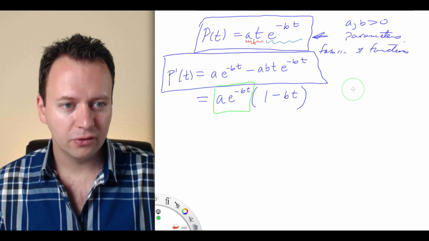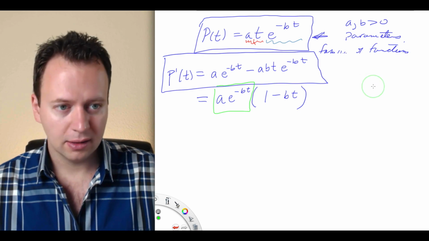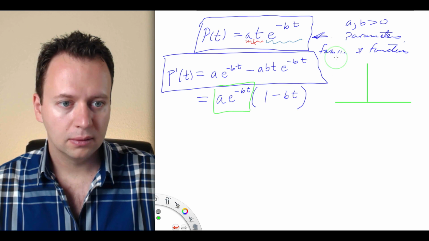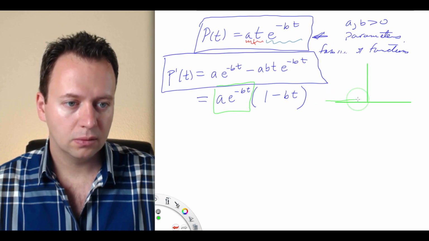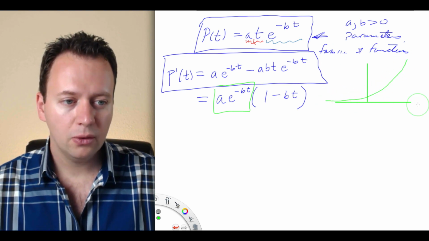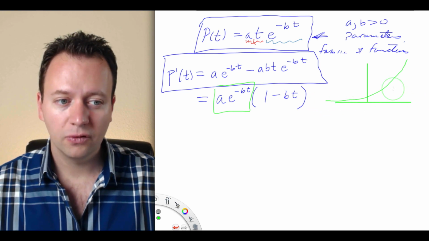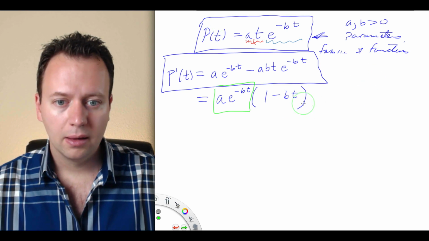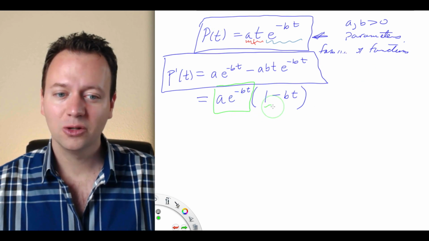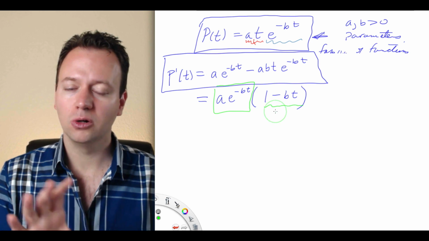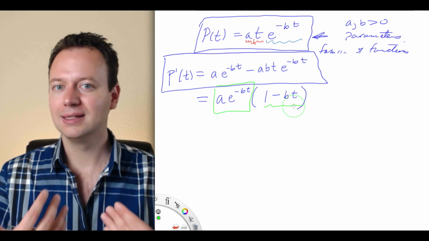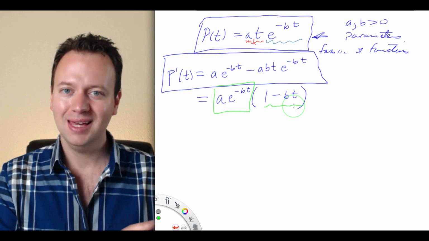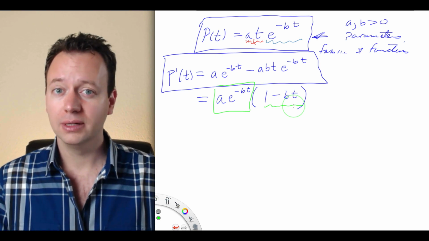Because the graph of e to the x looks like this. For any real value x, the return of e to the x is some positive number. So this is positive, and basically the sign of this simple function 1 minus bt dictates the sign of p prime of t, and that in turn dictates whether or not p of t is increasing or decreasing.